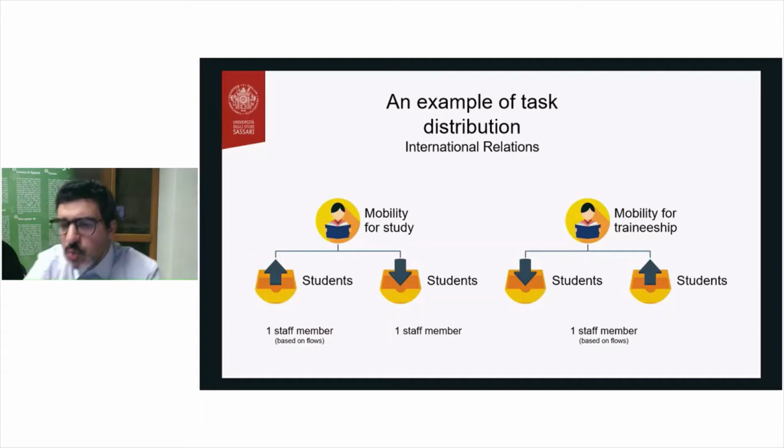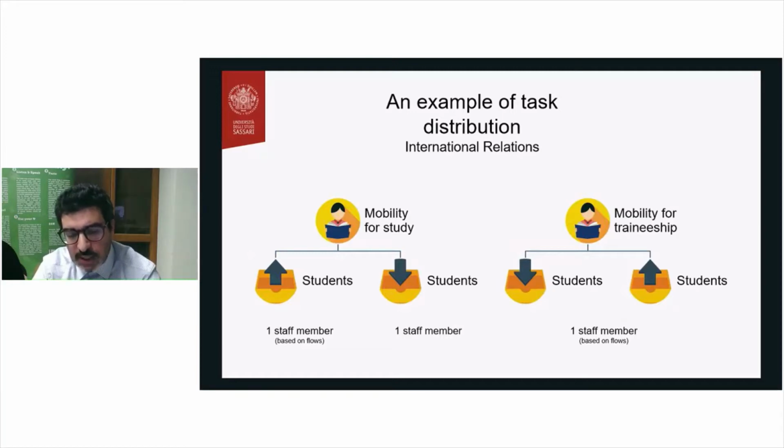And then, because we wanted to reorganize our office based on processes, as I was telling you, we decided to divide the people assigned or hired by the office according to the people they were exposed to. So basically we have three staff members at the moment who are responsible for mobility for students, so mobility for study and mobility for traineeship, which take care of outgoing and incoming students.